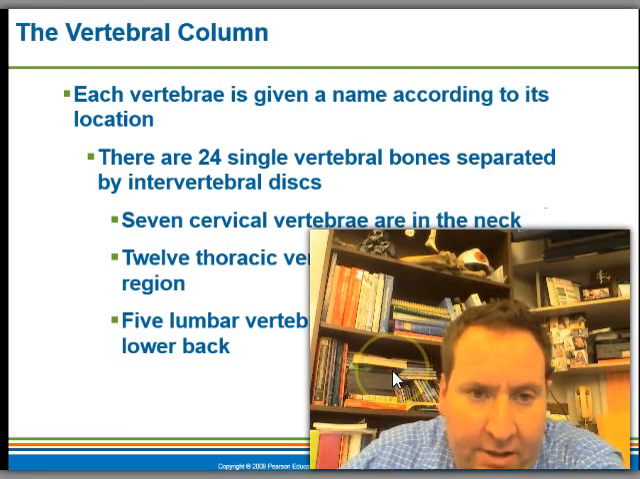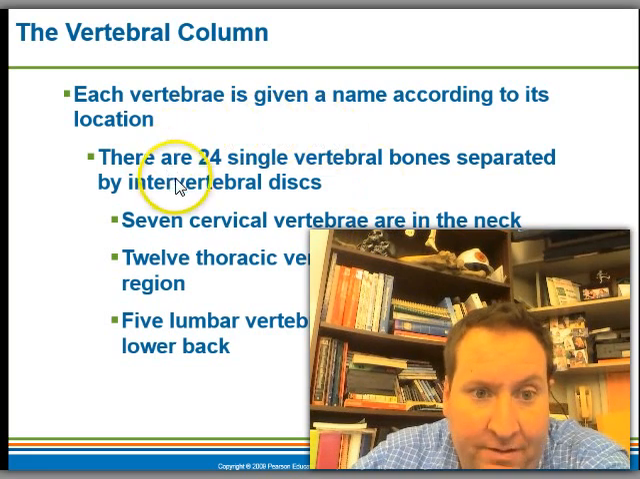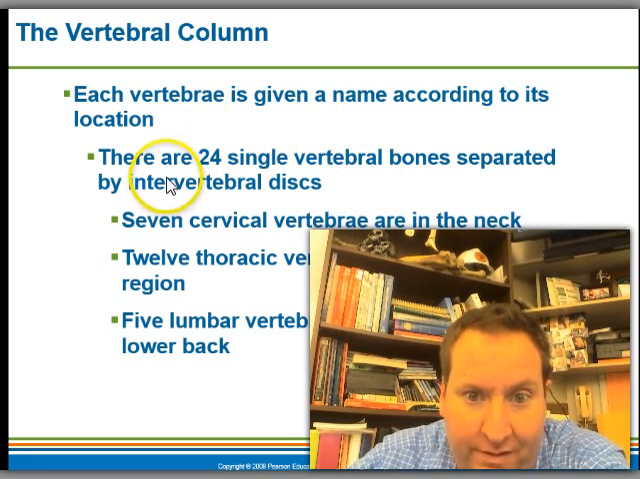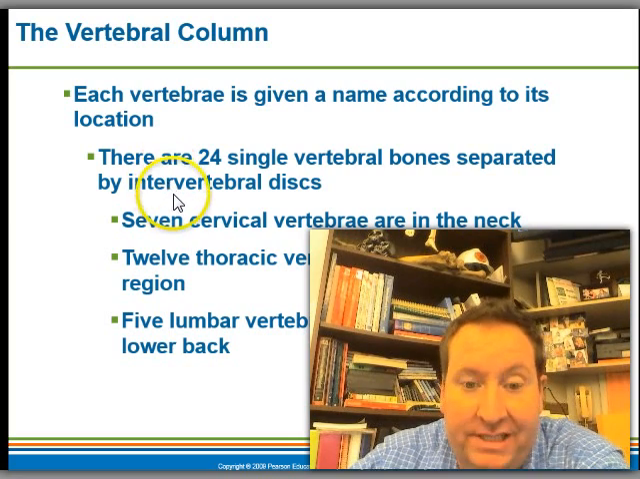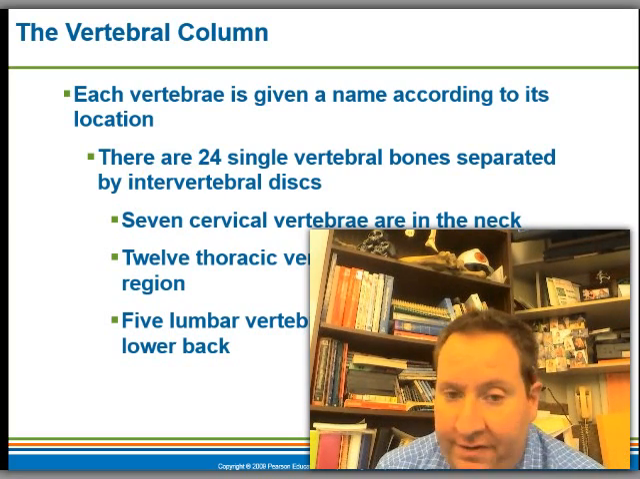So we're going to take a look at now is the vertebral column. This is another part of the axial skeleton. When we take a look at the vertebral column, basically there's 24 single vertebral bones. And when you take a look at the vertebral column, they're separated by these what we call intervertebral discs.